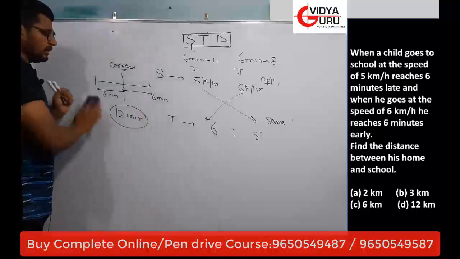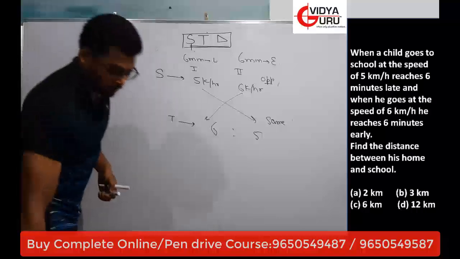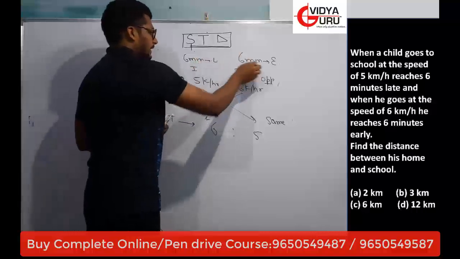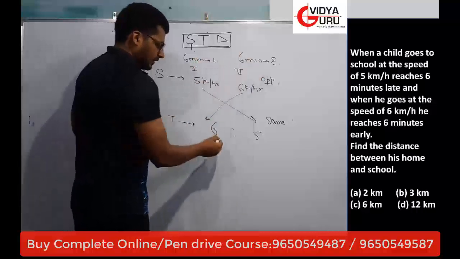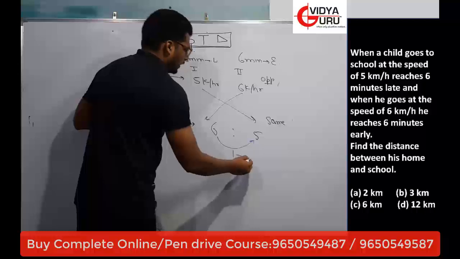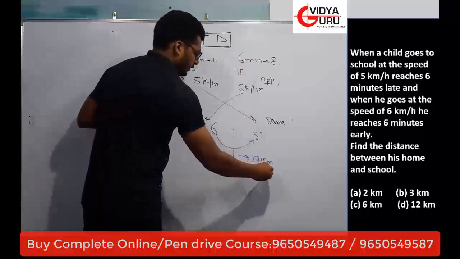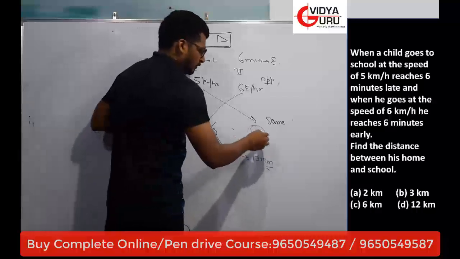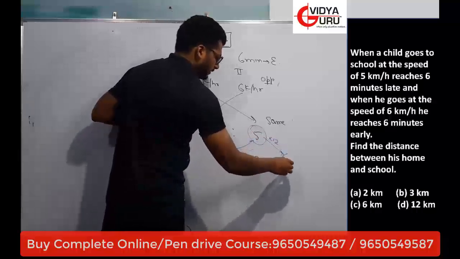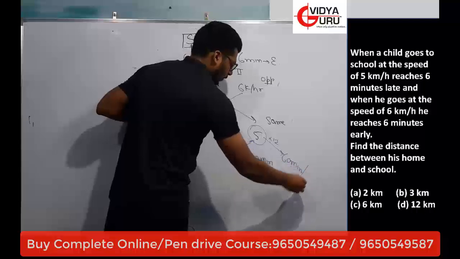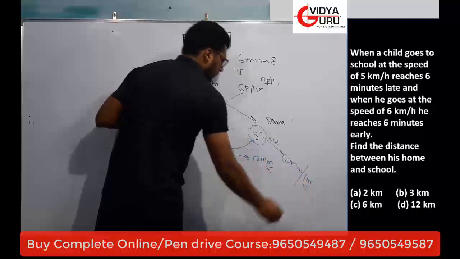I have explained you here. So here it is opposite, late, early. So how much time is he saving? 1. But according to question, 6 plus 6, 12 minutes. Value of 1 is 12 minutes. Then value of 5 will be 5 times 12, 60 minutes or 1 hour.